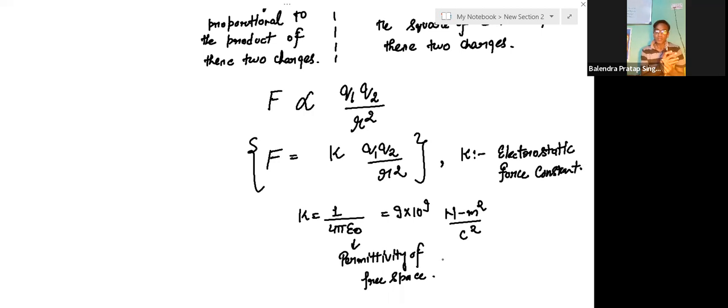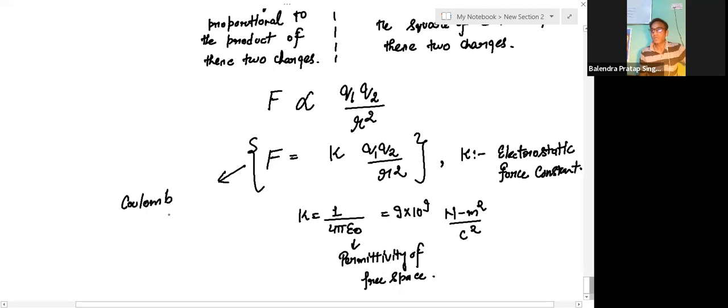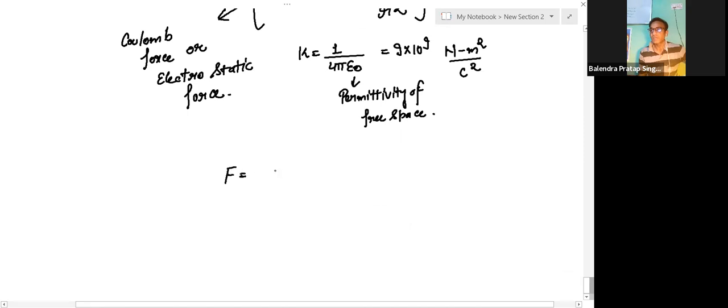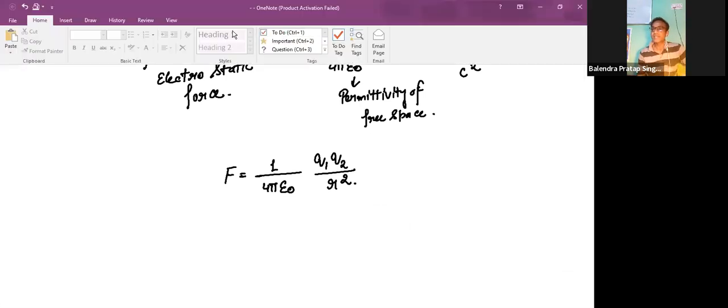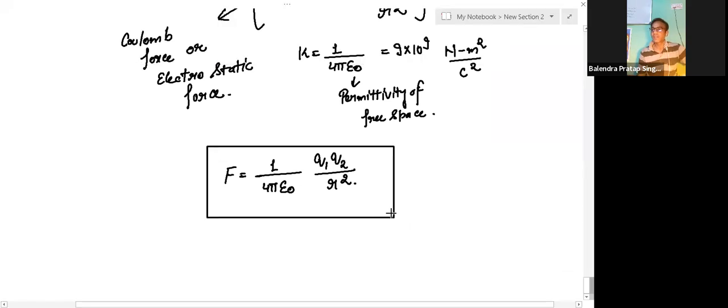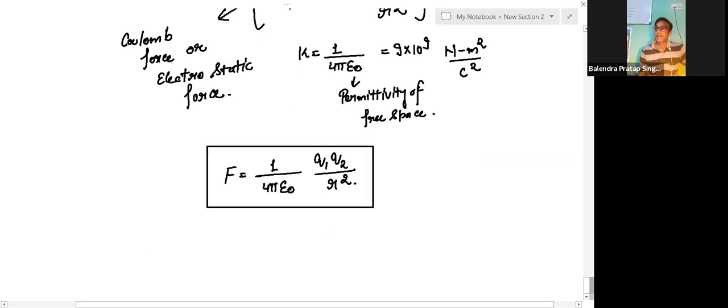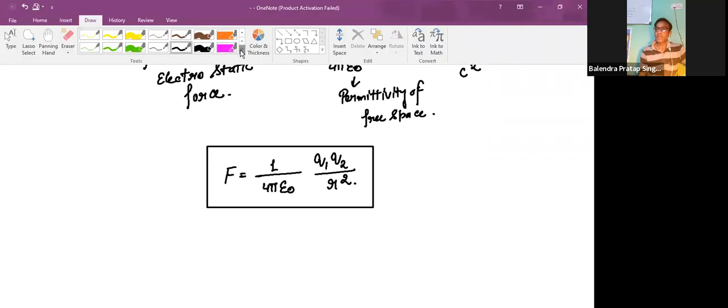So this force we call Coulomb force or electrostatic force. So the complete formula is F is equals to 1 divided by 4 pi epsilon naught Q1 Q2 divided by R square. This is your complete formula for electrostatic force. This is your equation. Take a note of this formula.